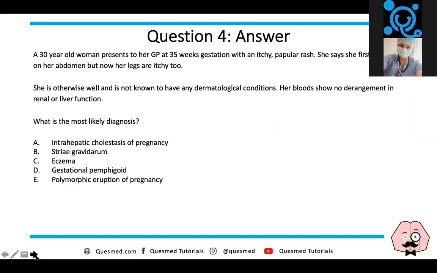Eczema, well, it's not really the distribution here, and while it can present for the first time during pregnancy, there's usually some history of it. Gestational pemphigoid, yep, that usually does start in the abdomen, but it's rare, and there's no mention in the stem here of that blistering. So the correct answer here is E, polymorphic eruption of pregnancy, which most of you guys put, so well done. Moving on to the next question, again, you'll have 60 seconds to read the question and submit an answer in the poll.